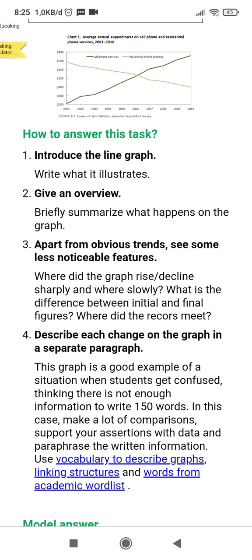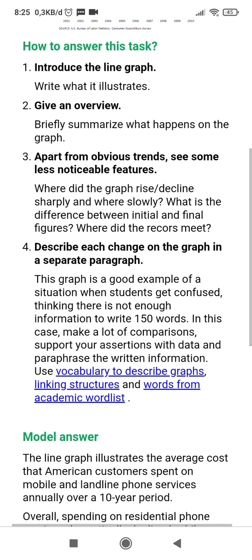Whether the graphs rise or decline sharply and very slowly. What is the difference between initial and final figures? Whether the records meet. 4. Describe its change on the graphs in separate paragraphs.